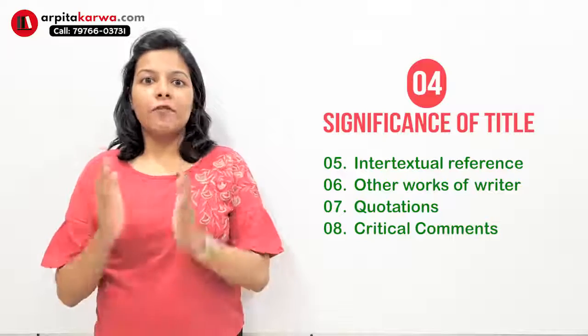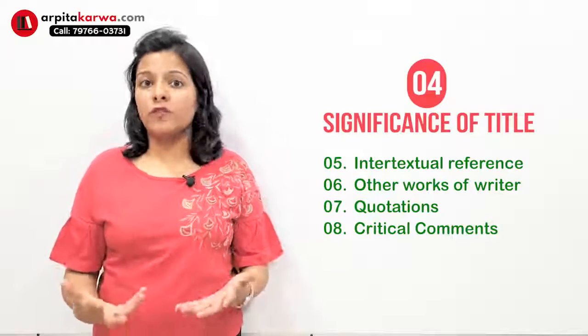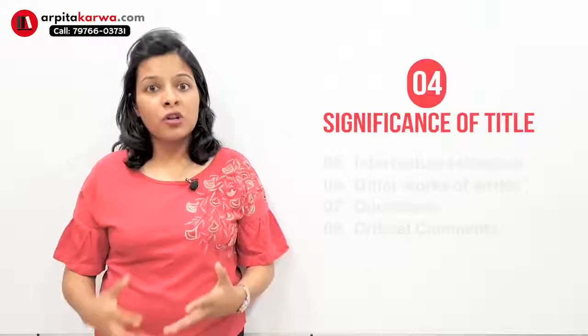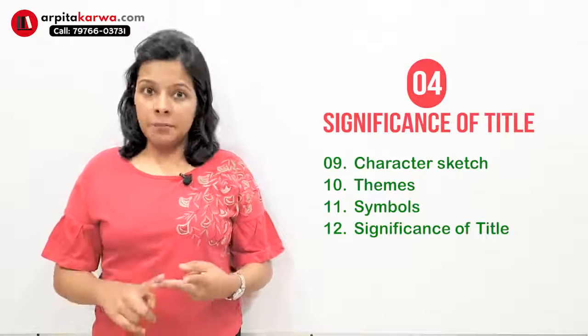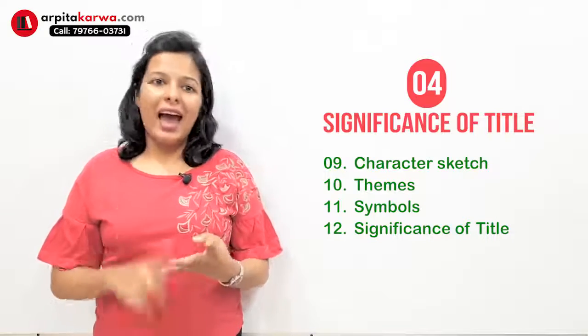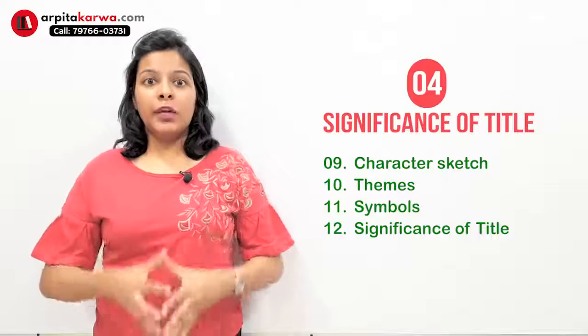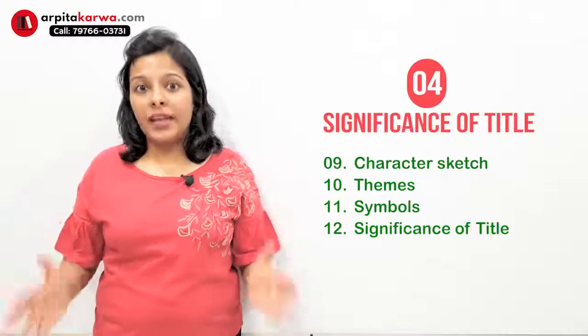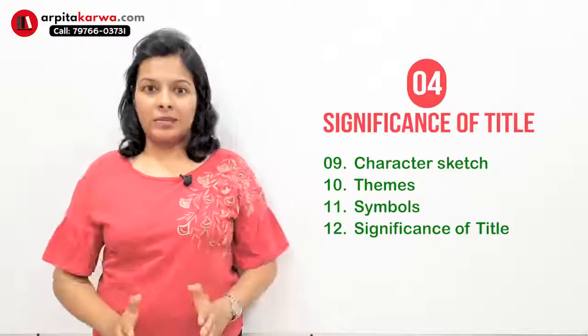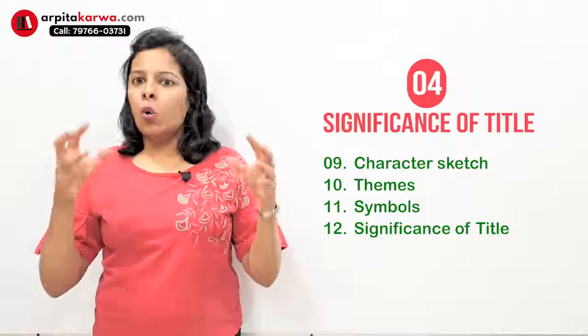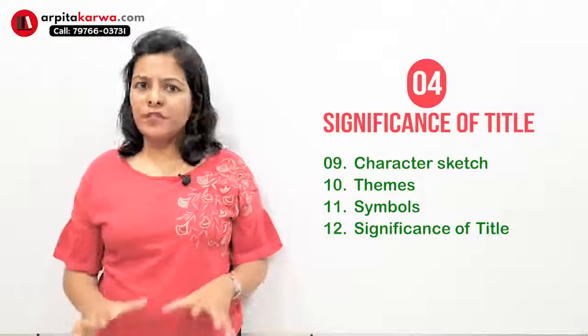And finally, we have 4 topics from which most of the time 20 marker questions are asked, which include themes, symbols, character sketch, and finally we have the significance of title. So these are the 12 important headings for which you should prepare yourself, and you can prepare one paragraph each on all of these headings.